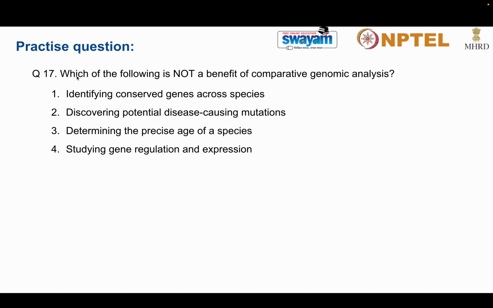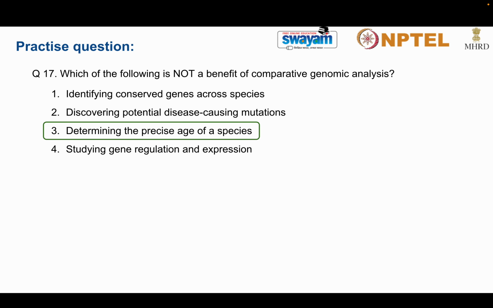Now let's move to the next question, which says which of the following is not a benefit of comparative genomic analysis? Option 1 is identifying conserved genes across species, option 2 is discovering potential disease causing mutations, option 3 is determining the precise age of a species, and fourth is studying gene regulation and expression. So, what do you think? Which cannot be the benefit of comparative genomic analysis? Because till now we have read a lot about comparative genomic analysis. We have seen its applications, how it is performed. So, by this time, you'll be able to distinguish between the options.